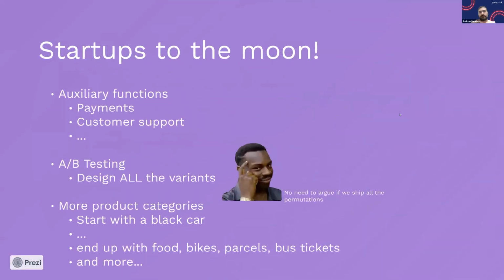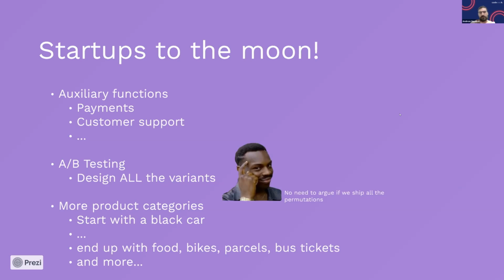Even if you find product market fit and you start scaling your code base, the product requirements start ballooning and becoming a lot more diverse. You have to build auxiliary functions like payments and native customer support. You have to support A/B testing in order to test out different variants of your product to optimize it and see which one brings better conversions. And you might start considering expanding to more product categories.